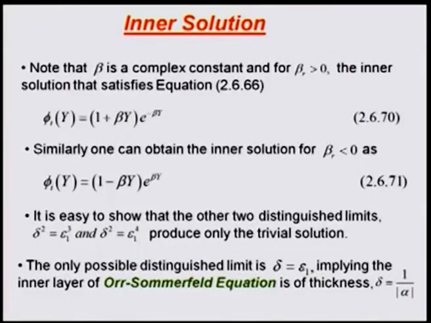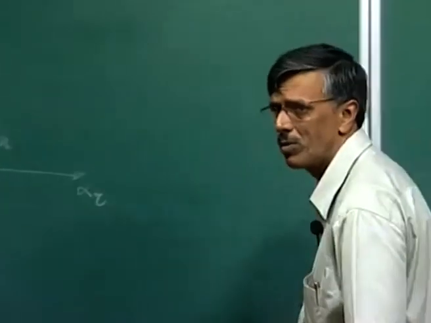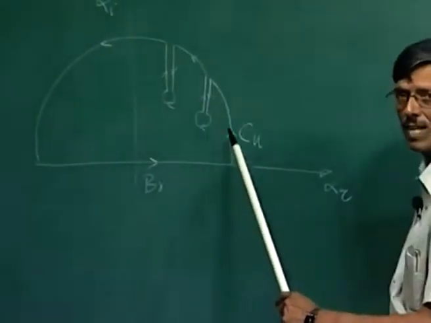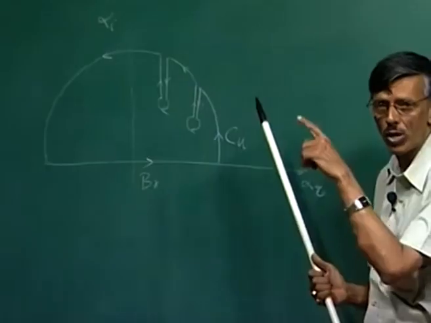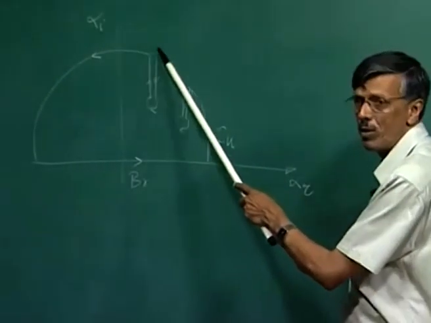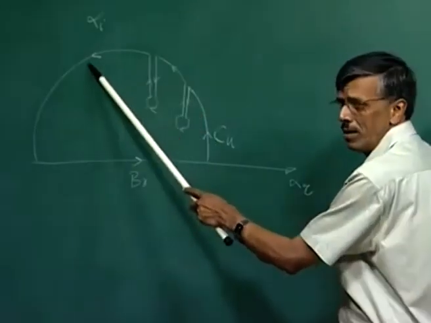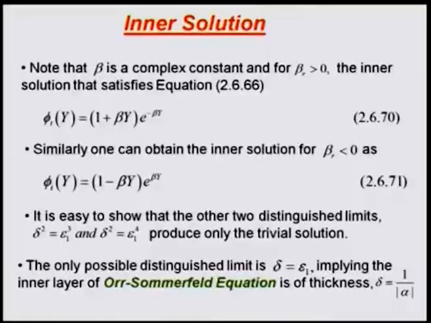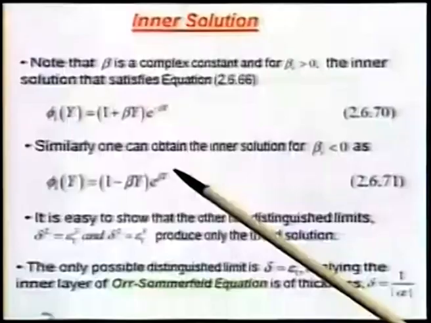So, if you are on the beta real positive means what? You will be in this part, isn't it? Because alpha is rho times beta. Rho is real, beta real means real positive is this side, beta real negative is on this side. So, on this side you have this kind of a solution, and on the left half plane you have this kind of a solution.